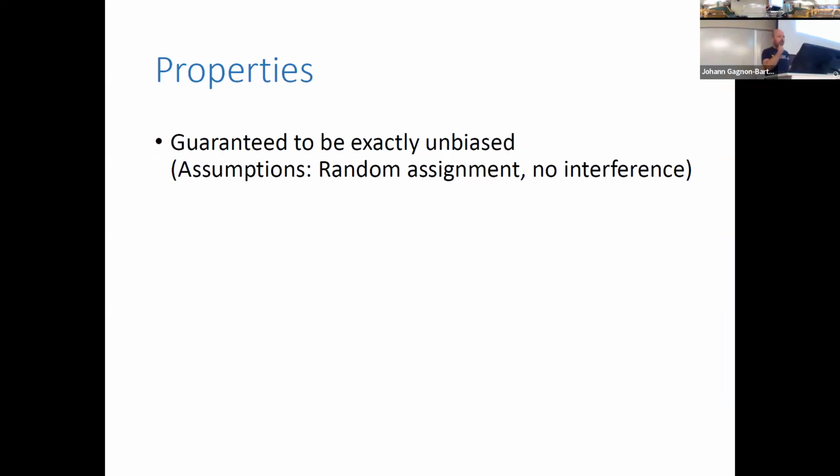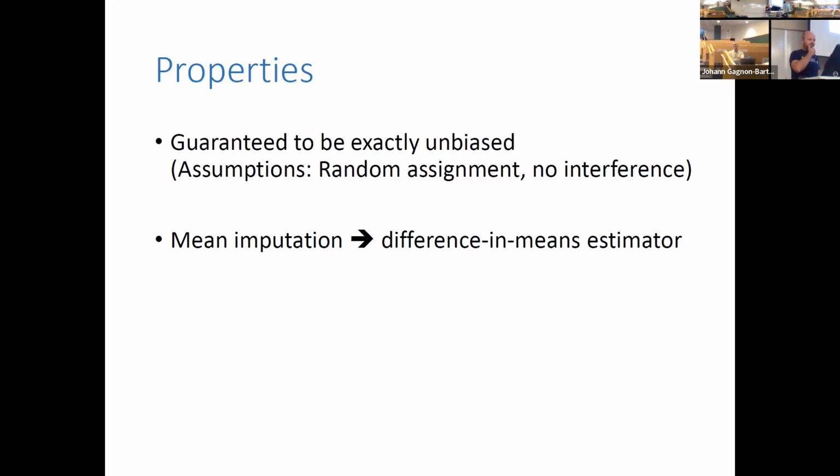So, properties. It's guaranteed to be exactly unbiased. Again, the only assumptions here are the random assignment and also no interference, meaning that one person's outcome doesn't affect another's, like the kids don't help each other with homework, basically.